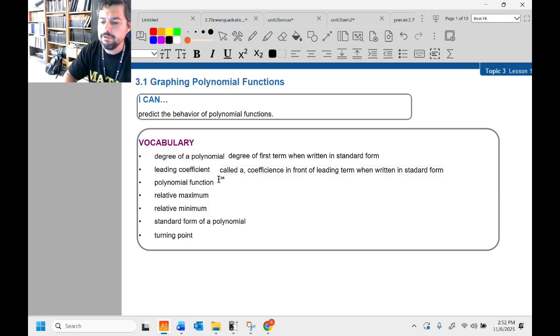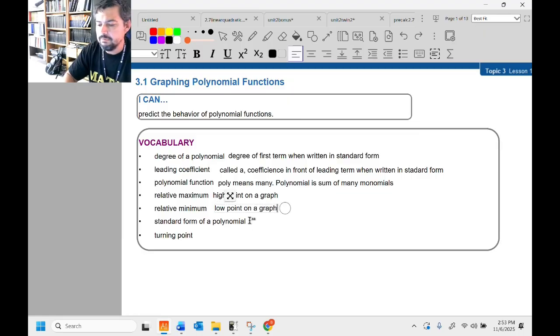All right, a polynomial function. Now, the word poly means many. So a polynomial is the sum of many monomials. That's all she is. A relative maximum is a high point on a graph. Relative minimum would be a low point on a graph.